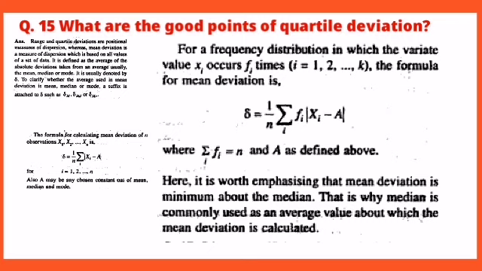Here, it is worth emphasizing that mean deviation is minimum about the median. That is why median is commonly used as an average value about which the mean deviation is calculated.